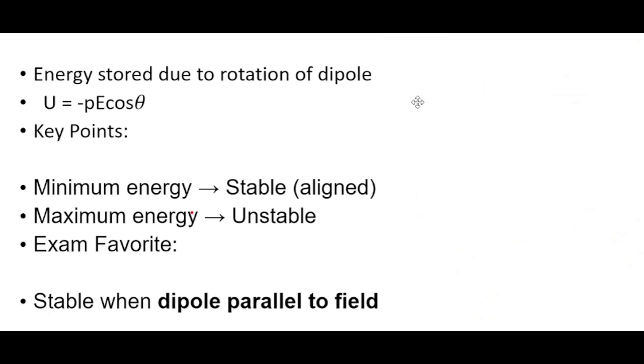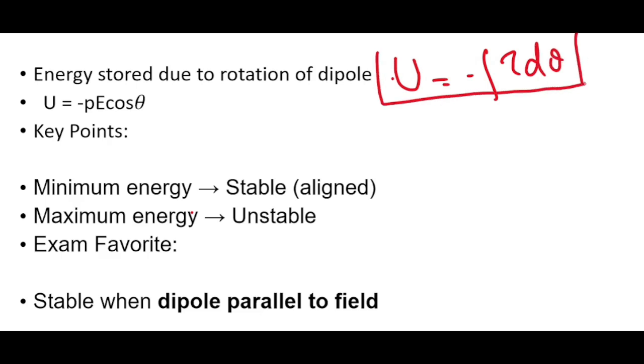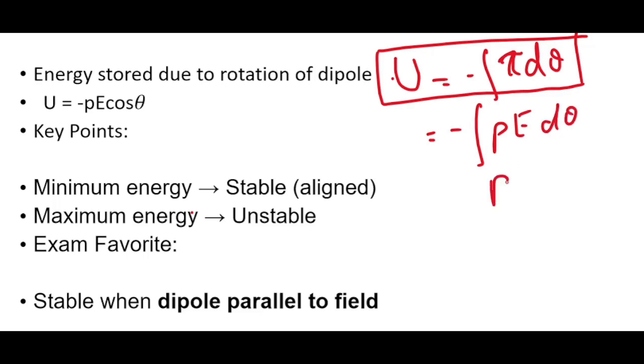See how it comes: U is equal to minus the integration of tau d theta. This is the basic methodology. How do we get this? U is equal to minus the integration of tau, which is P E sin theta d theta, and this is how we get the values of E.